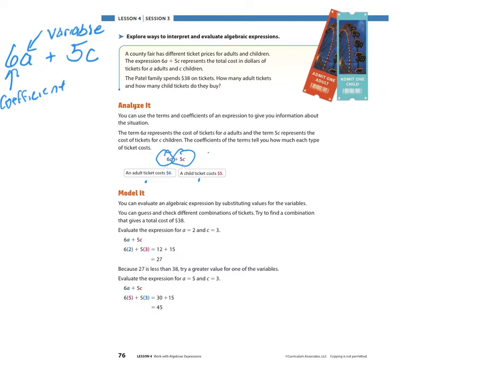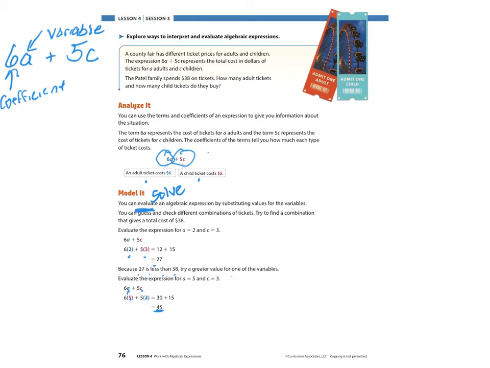Okay, model it. You can evaluate. Evaluate is another word for solve. So make sure on this one you understand solve an algebraic expression by substituting values for the variables. You can use guess and check, different combinations of tickets. So you could start with saying, if I buy 2 adult tickets and 3 children tickets, 12 plus 15, does that get me 38? No. Because 27 is less than 38, try a greater value for one of the variables. So try 5 and 3. 5 adults, still stick with that 3, you get 45. That's too much. So guess and check is another strategy.